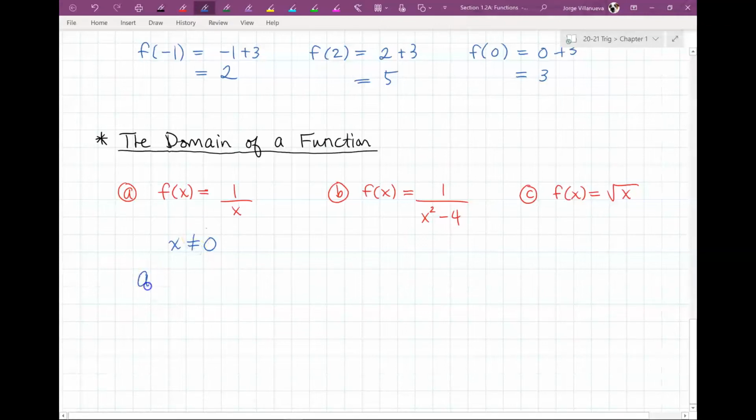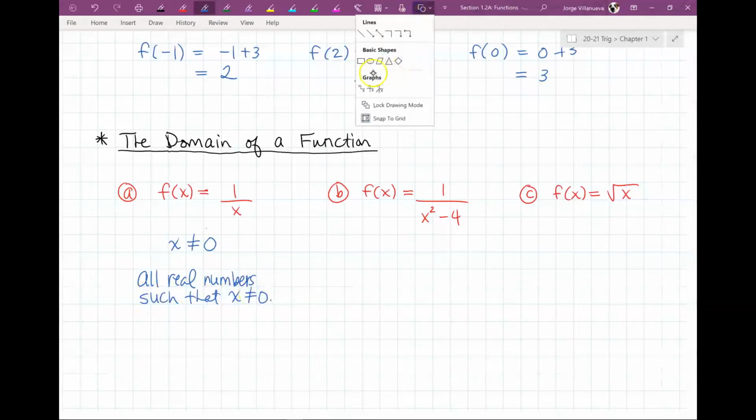So you're going to say all real numbers. Let me write this out here. All real numbers such that x cannot equal 0. And that's your domain.